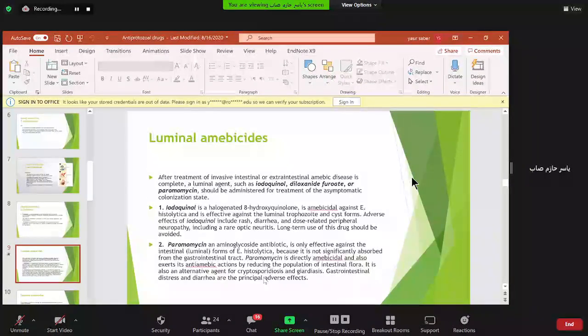Paromomycin is directly amoebicidal and also exerts its anti-amoebic action by reducing the population of intestinal flora, as we said, because aminoglycosides have antibacterial activity. It is also an alternative agent for cryptosporidiasis. Gastrointestinal distress and diarrhea are the major adverse effects.